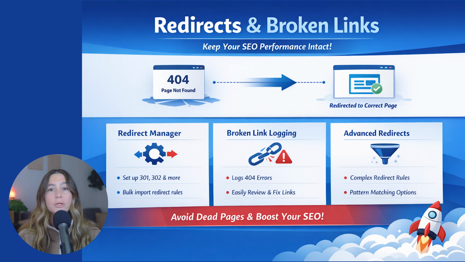Okay, now let's talk about redirects and broken links. Managing redirects is another important task handled by SEO plugins. When you change a page URL, delete content, or move pages around, visitors may land on broken links. Redirects make sure users are automatically sent to the correct page instead. Rank Math includes a redirect manager that allows you to create common redirect types directly inside WordPress. You can set up permanent redirects, temporary redirects, or other redirect types without touching server files. It also supports bulk importing redirect rules using a simple file format, which can be helpful if you're migrating a site.